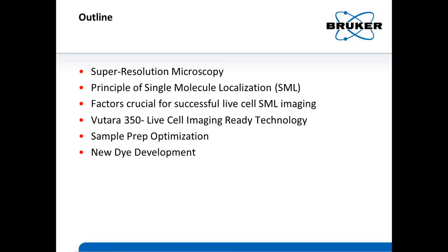And then finally, what is driving this field forward, and what will make this a standard technique so that a lot of people can use it, especially for live cell experiments, is new dye development. There are several labs around the world driving this, and there are companies commercializing these dyes so that scientists have access to a lot of labeling techniques to use for their biological system of interest.